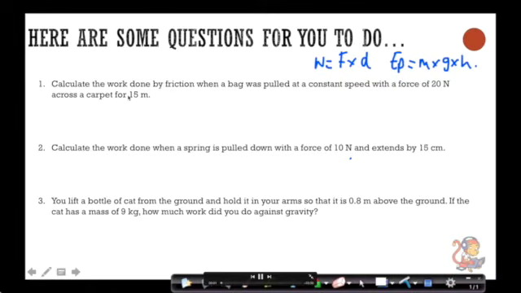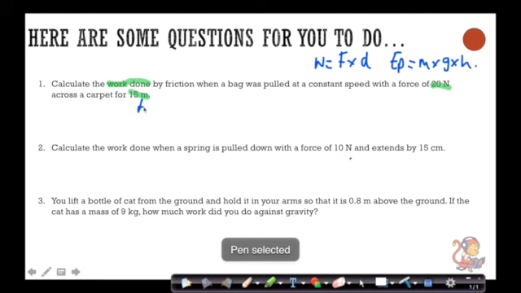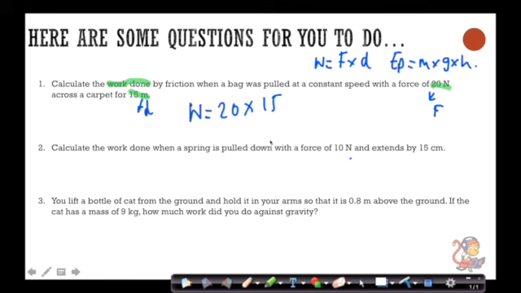So question 1 says calculate work done by friction when a bag was pulled at a constant speed with a force of 20 newtons across a carpet for 15 metres. So here we've got our D and here we've got our F. So we just put these numbers into the calculator. Work done equals 20 times 15. So work done equals 300 joules. Now don't forget, always show your working in the exams, because if you make a silly mistake, then you might still get some of the marks.